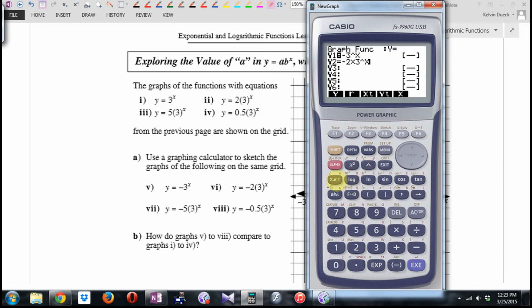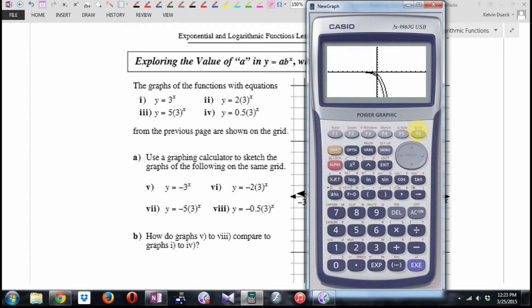And it would sure be nice if a negative just flipped the graph. Does it? And in theory, you should get that. It did flip it, vertically. By the way, the fancy term for this is a vertical reflection about the x-axis.